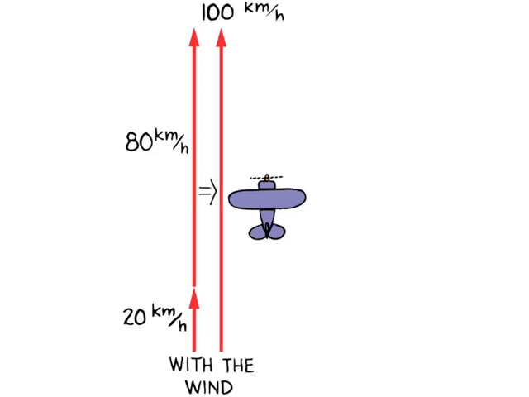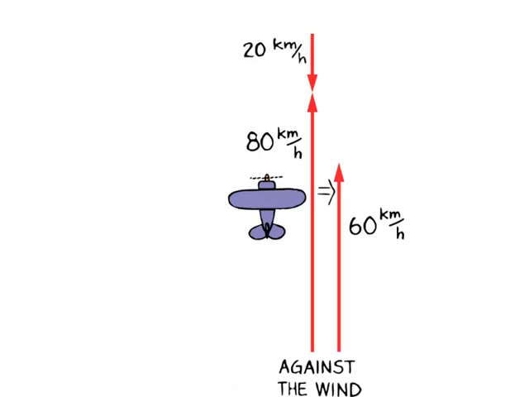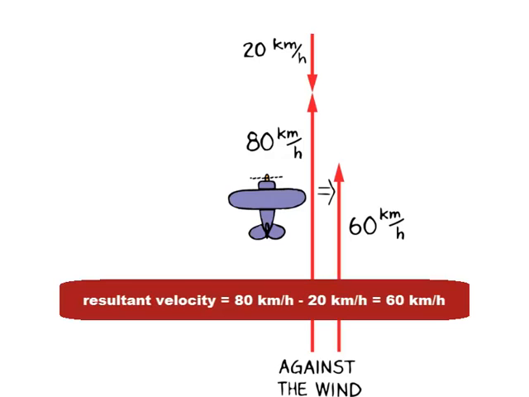What if the plane flies into the wind rather than with the wind? The velocity vectors are now in opposite directions. The resulting speed of the airplane is 60 kilometers per hour.